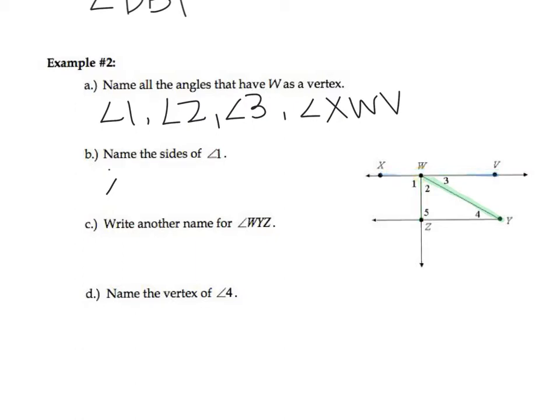Next, we want to name the sides of angle 1. So let's just highlight angle 1 right here. So we want to name the rays. So we want to start at the vertex, which is W. So one of our rays is WX, and then our second ray is WZ.